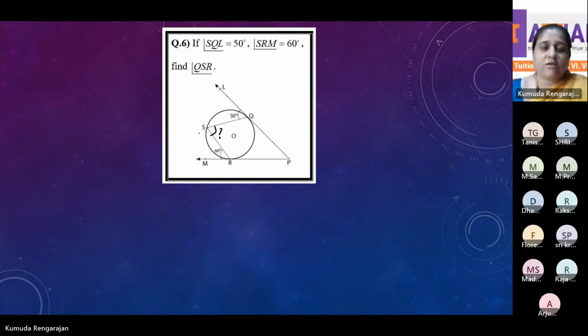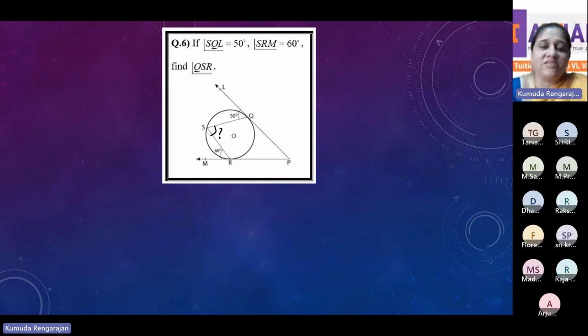You have to look for a chord. Now, do you find chords in the circle, children? If yes, name the chord or chords. Yes, sir. QS and QR. So here in this circle, we find two chords, chord QS and chord SR. If you take the chord SR, what are the endpoints of this chord? S and R. Point S and point R.